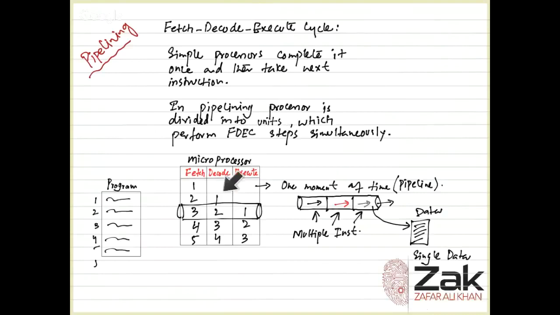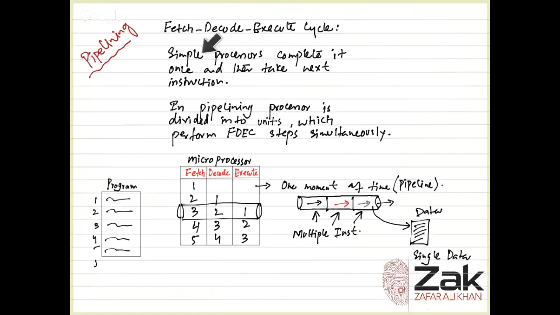This is multiple instructions, single data. It means multiple instructions are in the cycle, but the instruction which is executing is the only one utilizing the data, because the other two are either being fetched or decoded. They are not utilizing the data. So the one which is being executed is utilizing the data. So, multiple instruction, single data. MISD.